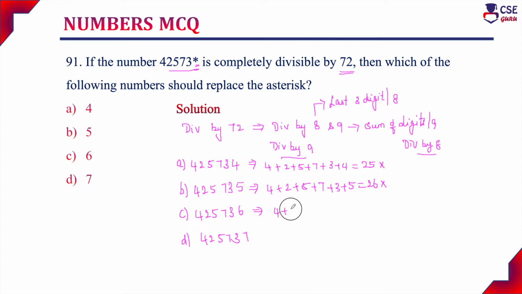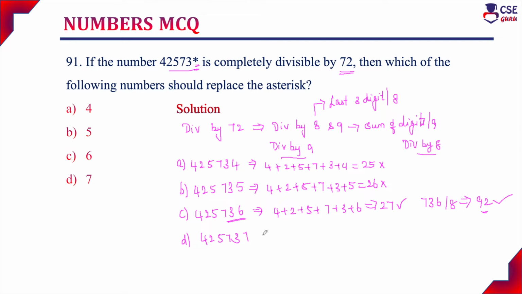Next is 4 plus 2 plus 5 plus 7 plus 3 plus 6. So this is 27. Yes, it is divisible by 9. And the divisibility rule for 8 is last 3 digits. That is 7, 3, 6. Whether it is divisible by 8. Yes, it is divisible by 8.